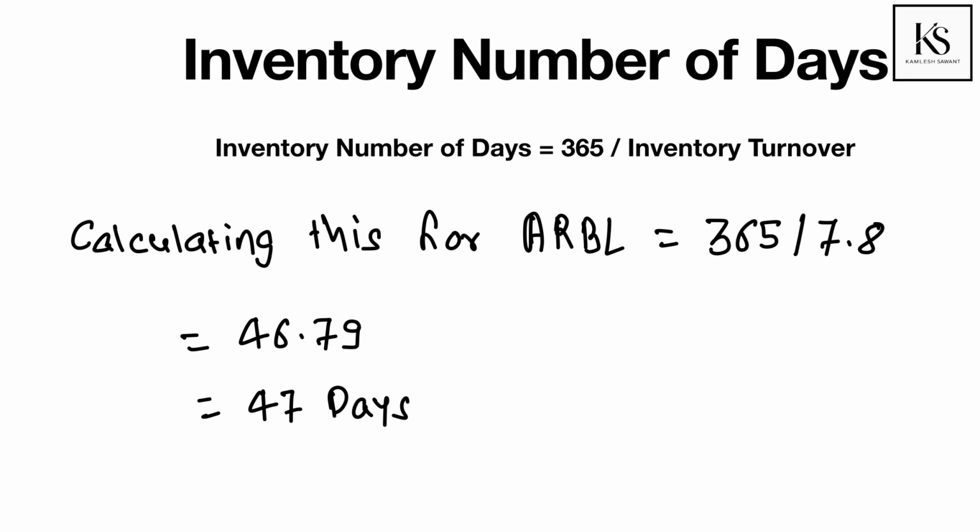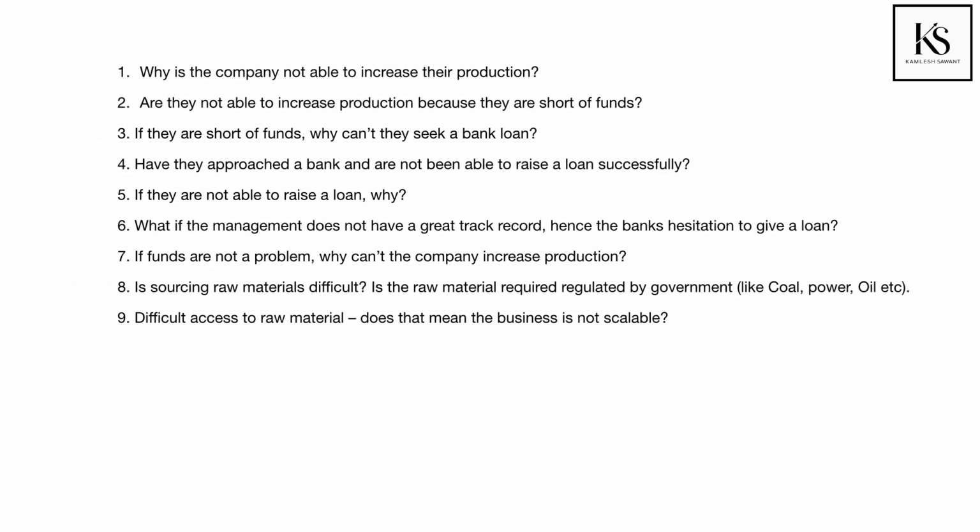But a low production capacity can be a bit worrisome as it raises many questions about the company's production. Why is the company not able to increase their production? Are they not able to increase production because they are short of funds? If they are short of funds, why can't they seek a bank loan? Have they approached a bank and are not being able to raise a loan successfully? If they are not able to raise a loan, why? What if the management does not have a great track record, hence the bank's hesitation to give a loan?